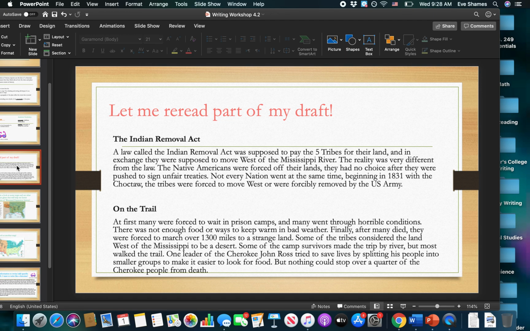Some of the tribes considered the land west of Mississippi to be a desert. Some of the camp survivors made the trip by river, but most walked the trail. One leader of the Cherokee, John Ross, tried to save lives by splitting his people into smaller groups to make it easier to look for food. But nothing could stop over a quarter of the Cherokee people from death.